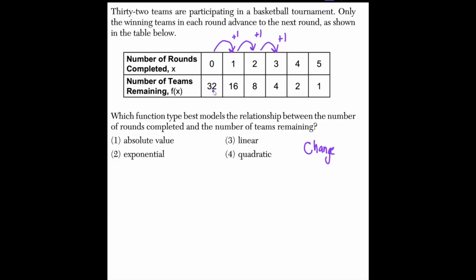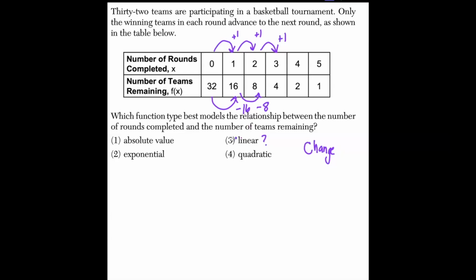Now I'm going to look at the y values, and my first check is always, is it linear? It's going to be linear if it has a constant rate of change. So how do I check for that? How do I change from 32 to 16? That's not too difficult. I'm subtracting 16. Now, what happens next? From 16 down to 8, wait a second, that's actually minus 8.